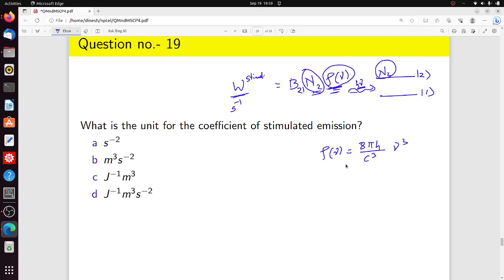What should be the unit of this? This is joule second, this is second to the power minus 3 because the cube is there, and this is meter per second, cubed. So meter cubed, second to the power minus 3, and in the numerator joule into second. So second to the power minus 3, second to the power minus. Okay, let me check, verify whether I wrote the correct form.